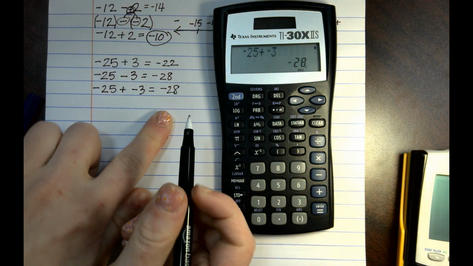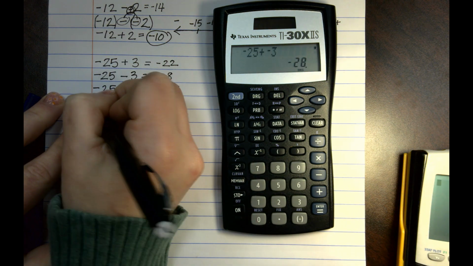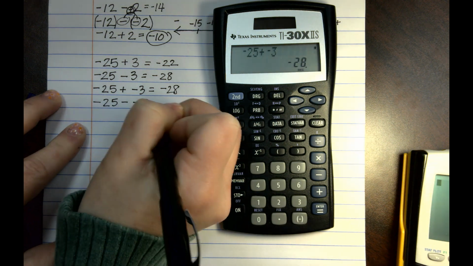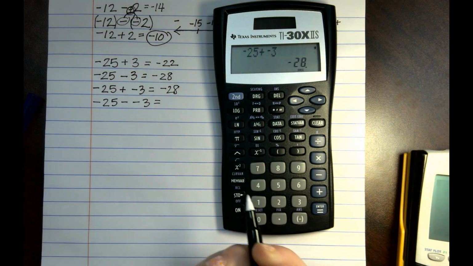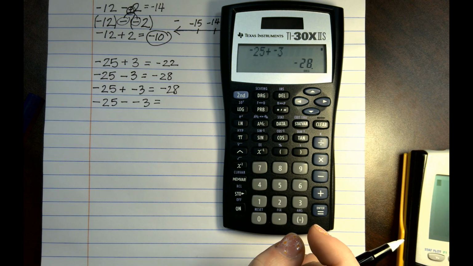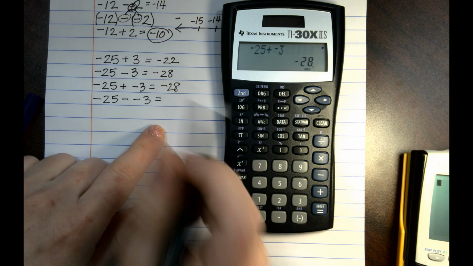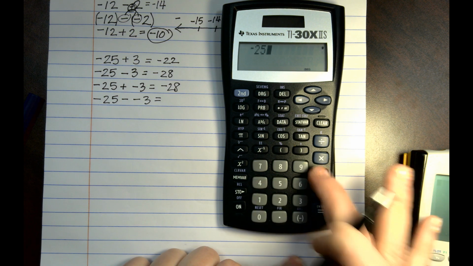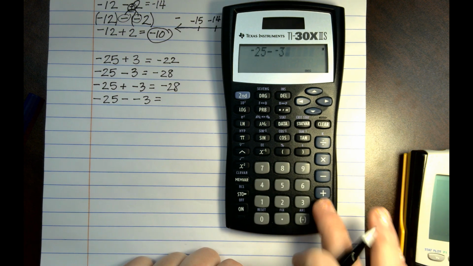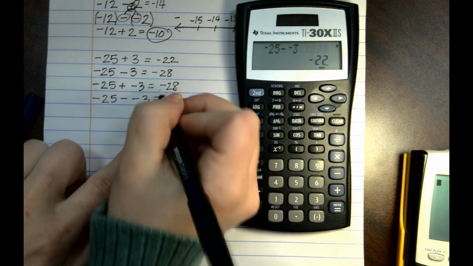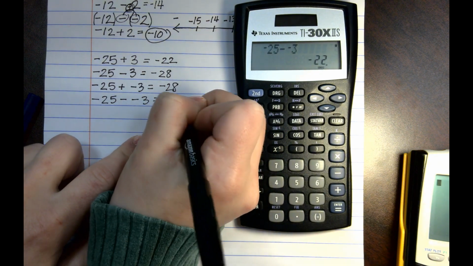Now, what do you think is going to happen if I type in negative 25 minus negative 3? Are you going to get negative 28 or negative 22? Negative 22. Let's see. Let's type it in. Negative 25 minus negative 3. Negative 22.